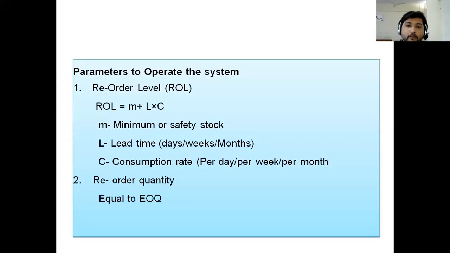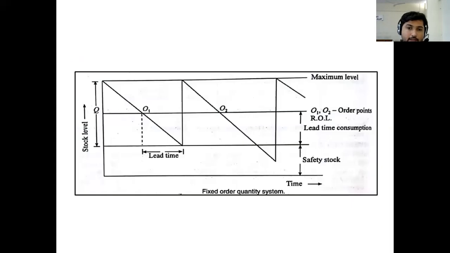Okay, getting everyone? Now there are some parameters that we will discuss. This particular diagram represents the fixed quantity system. Let us consider that this is the minimum level or zero level. The X-axis represents time and the Y-axis represents the stock level. This zigzag line represents the demand, or the consumption, whatever it may be.